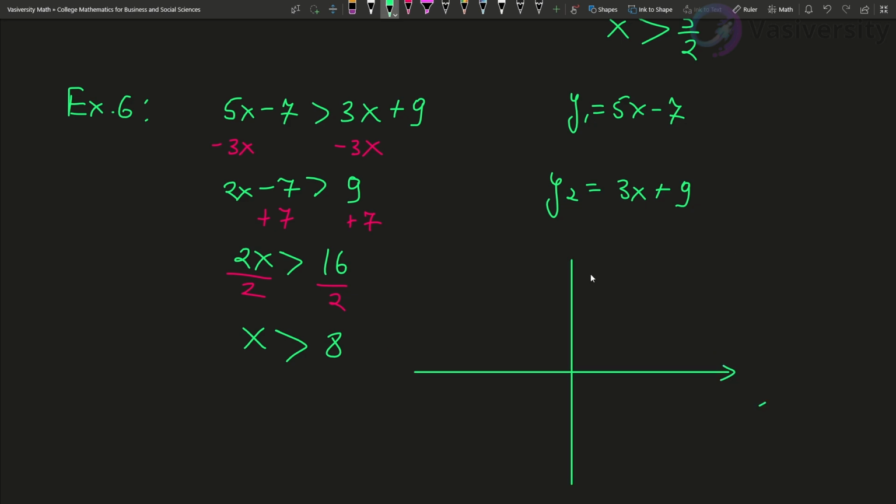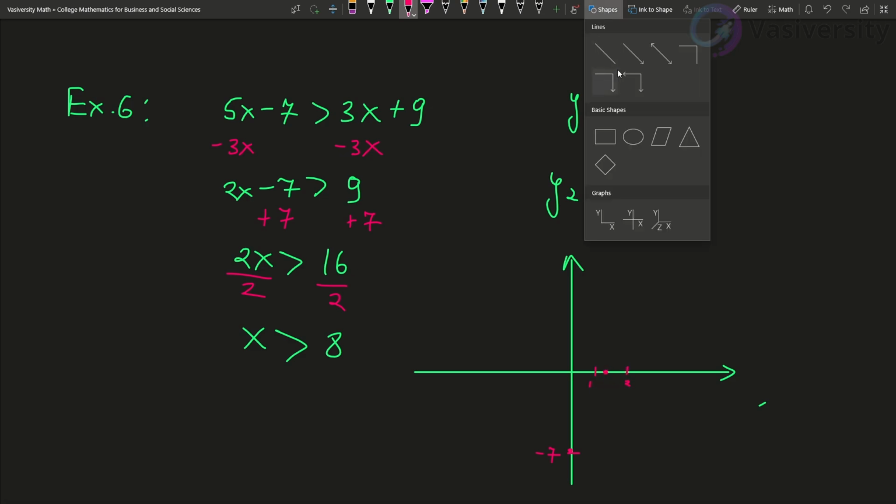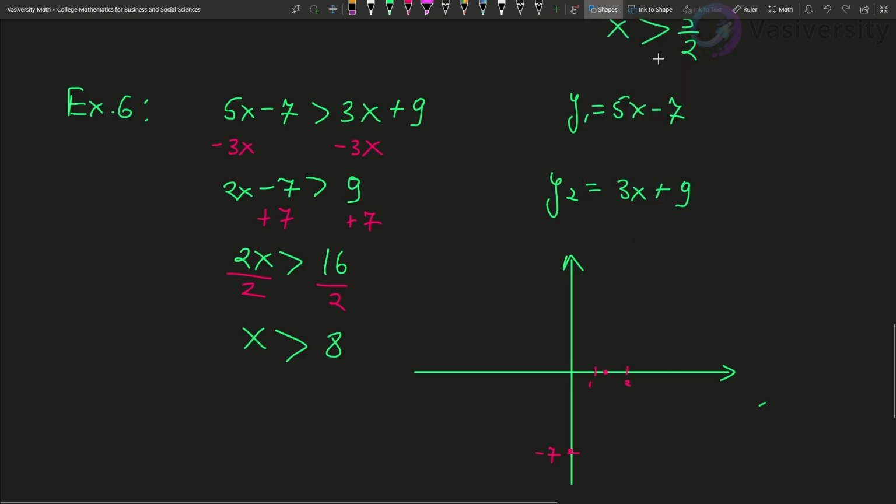So we can find the points on the graph. For y1, when x is equal to 0, we are at -7. And when x is equal to 7/5, which is right about, let's say this is 1, this is 2, so we are right about right here. So that means our equation is somewhere here, right? This is y1.